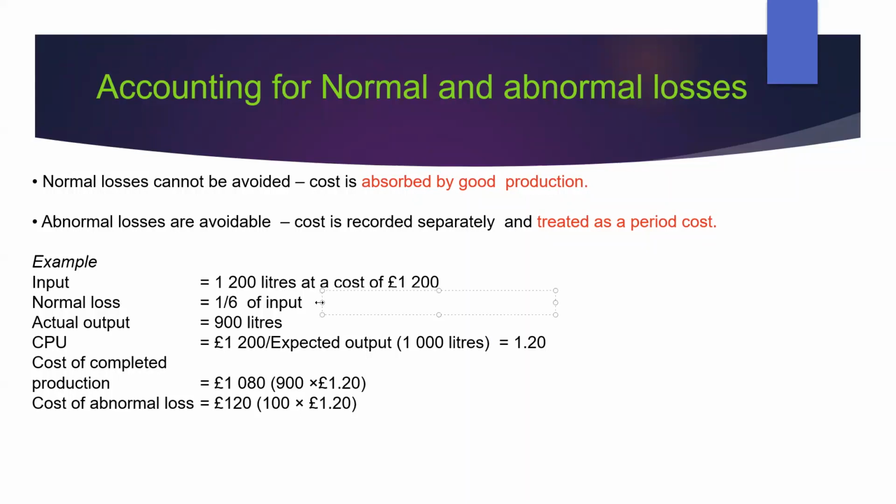So here it says the normal loss is 1/6 of the inputs. So here we have 1200 liters as the input. Out of that, 1/6 is the normal loss. Then the normal loss is 200 liters. Right? So here the actual output is 900 liters.